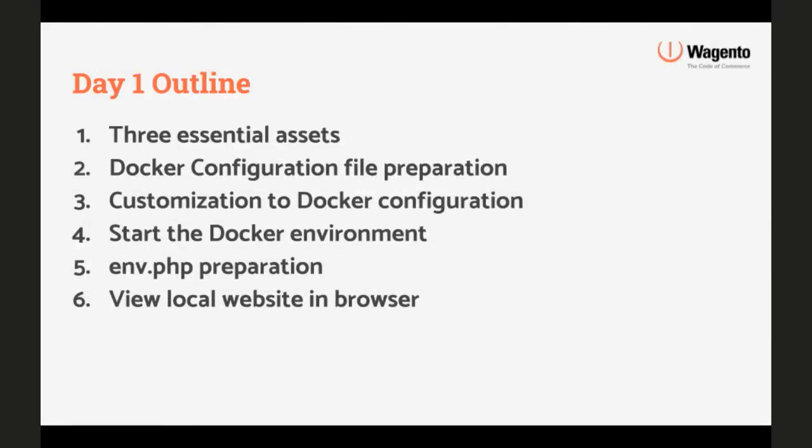So here is an outline of the setup steps that we'll be using on day one. We're going to download 3 essential assets for development to our locals. We're going to prepare the cloud configuration files. We're going to customize those files just a little bit. Then we'll start up the Docker environment. We'll review how to create an env.php file, and then we'll be ready to view our website locally in a browser.